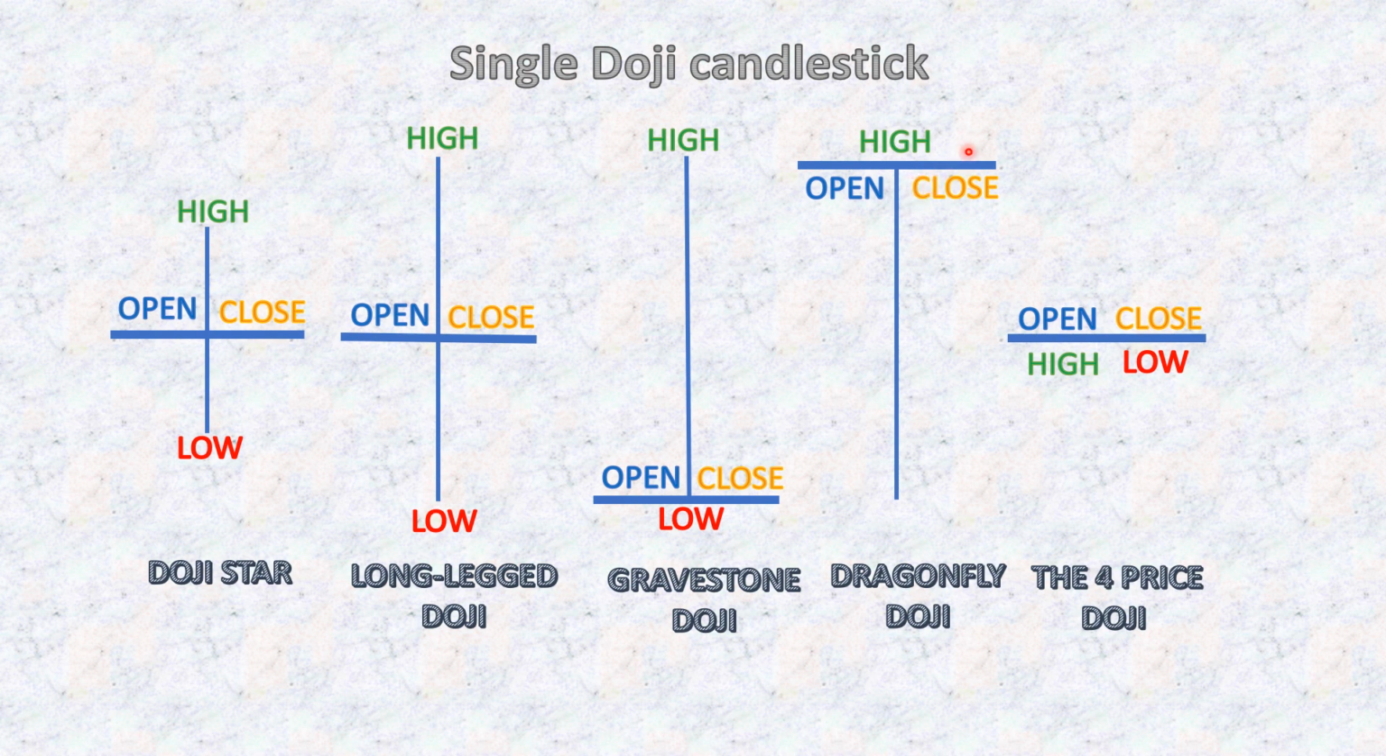And finally, the next candle is the 4 price doji. Open, close, high, and low are at the same level. This is a unique pattern signifying indecision and low volatility in the market. And so we have ultimate indecision in the market. It means buyers and sellers have the same power.